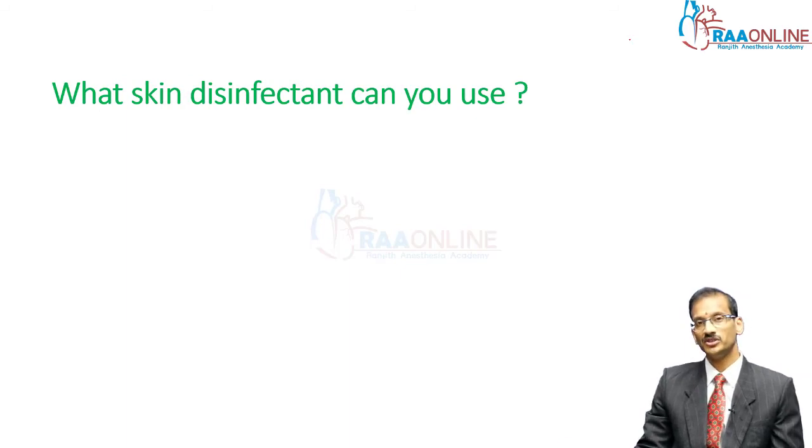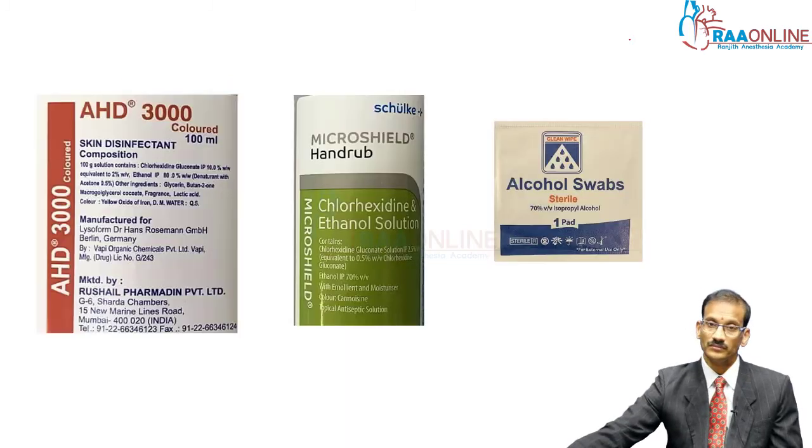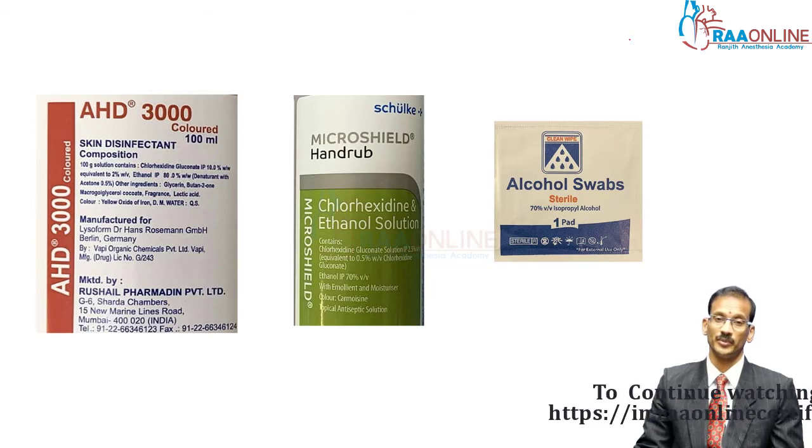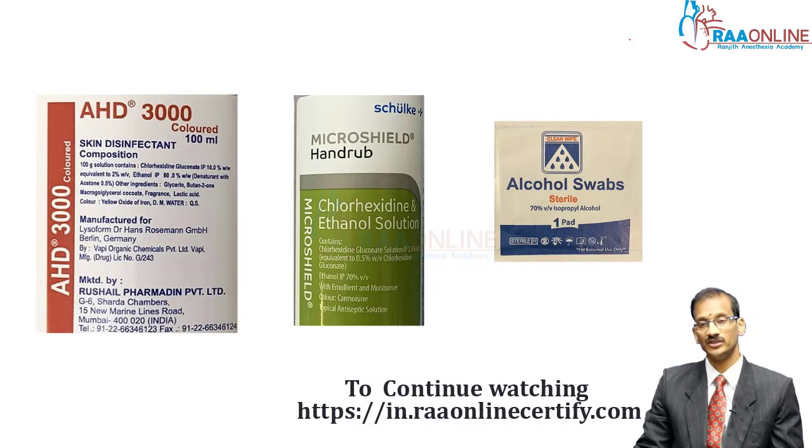Before you do a cannulation, you use skin disinfectants of various kinds. So what do you use in a hospital? These are three different things which we could use. Some people also use povidone iodine, but in our hospital we have all these different makes.